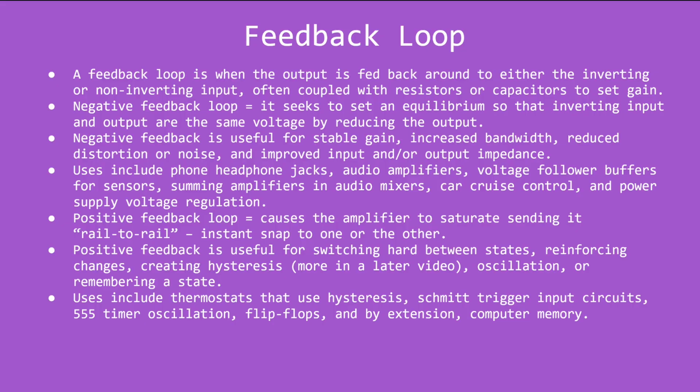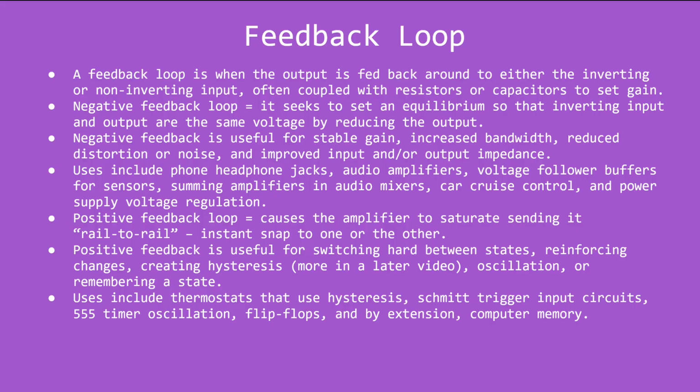When you connect the inverting input to the output, you get a negative feedback loop. The output tries to stay in equilibrium with the inverted input by reducing the output voltage. That can be useful for stable gain and increased bandwidth, but also reducing distortion and noise. It can even improve input or output impedance. Some of its uses: phone and headphone jacks, audio amplifiers, voltage follower buffers for sensors, summing amplifiers for audio mixers, even car cruise control, believe it or not, and even power supply voltage regulation.